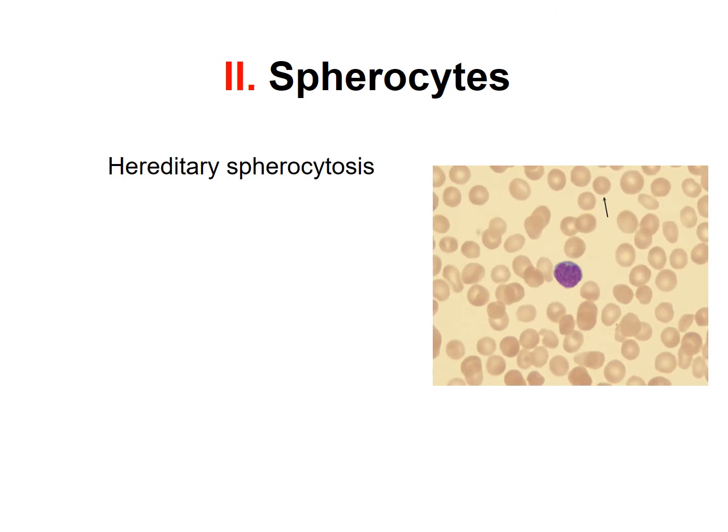Spherocytosis is one of the autosomal dominant diseases. Usually the cell is a spherocyte, so it has no central pallor. And usually the MCV is less than expected and the MCHC is higher than expected.